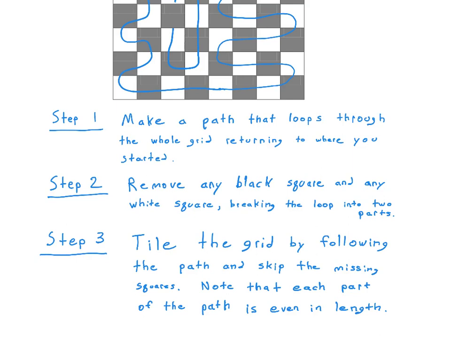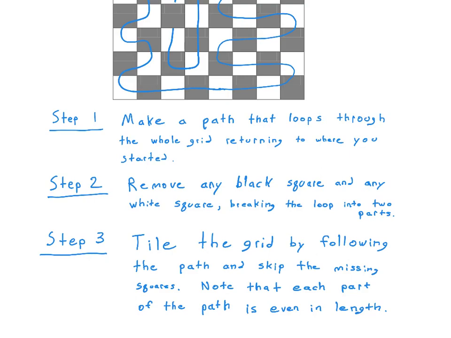So once again, in our final step, we're going to tile the grid by following the path and skip the missing squares that we removed before. And each part of the path is of even length, so we're okay to do that.